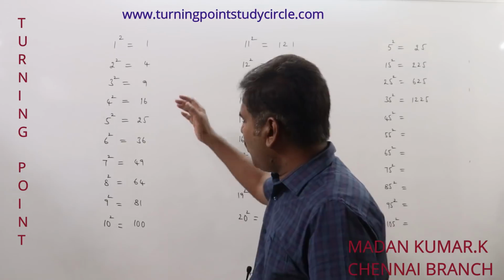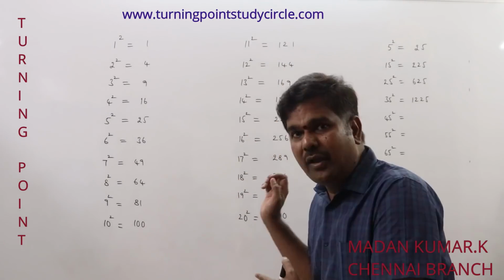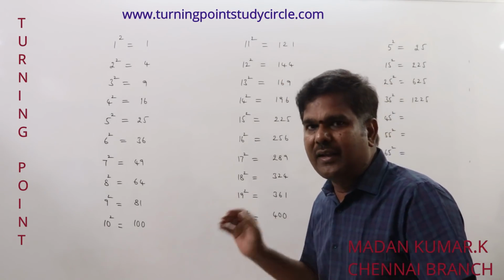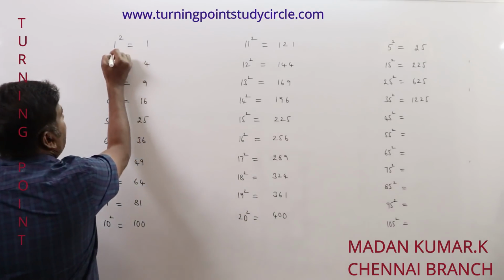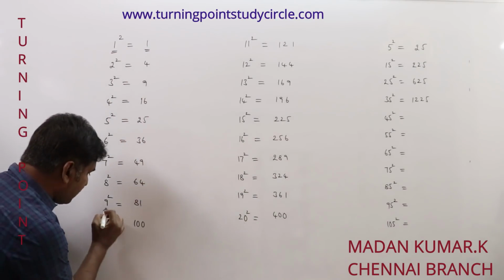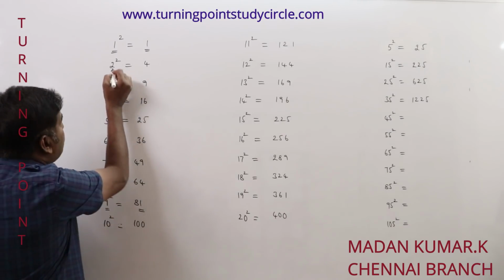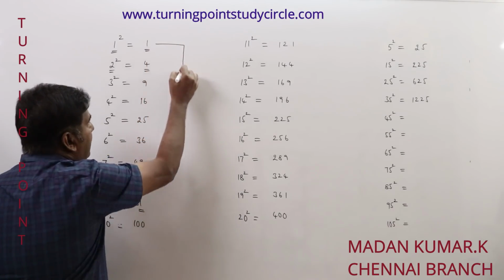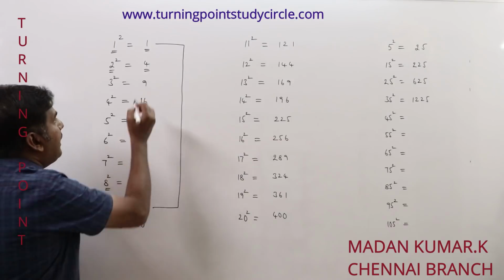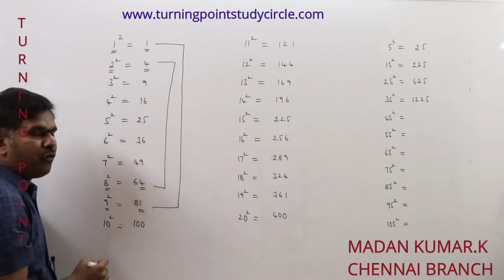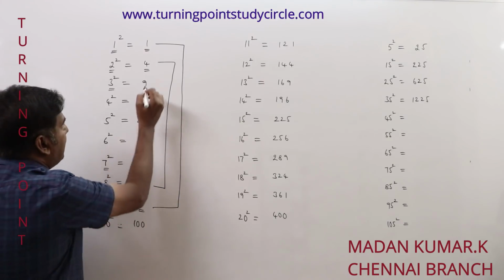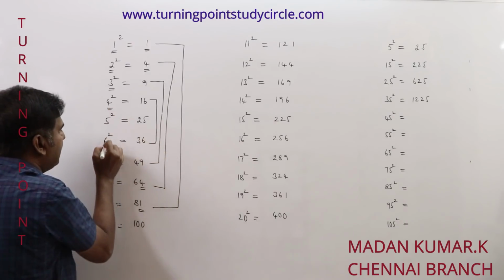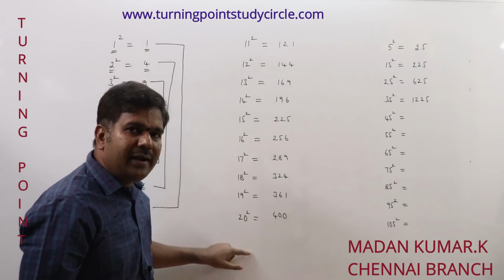Now if you observe keenly, 1 to 10 squares, even 11 to 20 squares, can you observe anything common? See that 1 square ends with 1, and 9 square also ends with 1, right? 2 square ends with 4, 8 square also ends with 4. So 1 and 9 squares end with 1 only. 2 and 8 squares end with 4. 3 and 7 squares end with 9. 4 and 6 squares end with 6. The same thing is applicable for 11 to 20 also.